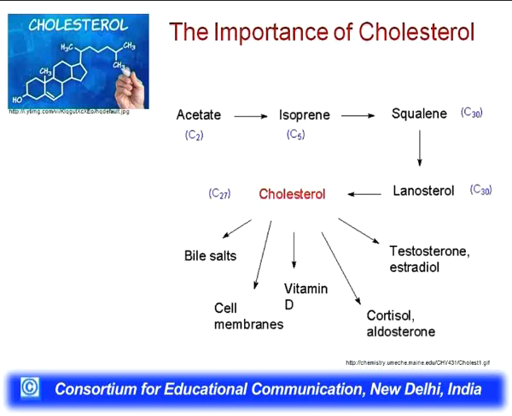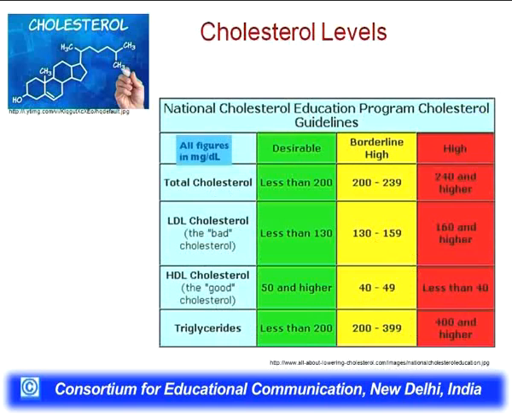But why does cholesterol become bad for us? Cholesterol has been broadly classified into two major categories: bad cholesterol and good cholesterol. The bad cholesterol is scientifically called LDL cholesterol, which means low density lipoprotein cholesterol, while the good cholesterol is HDL cholesterol, which is high density lipoprotein. The desirable limit of total cholesterol in our body is about 200 mg per deciliter of blood. If the cholesterol level increases to more than 240, that's the alarming or high cholesterol level.